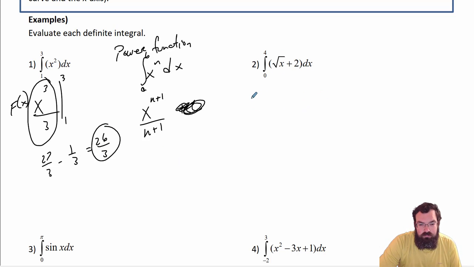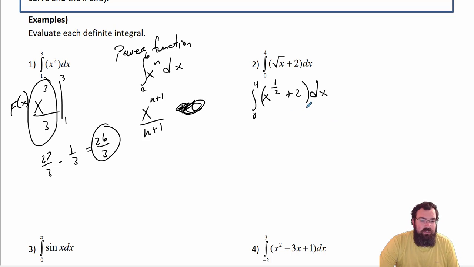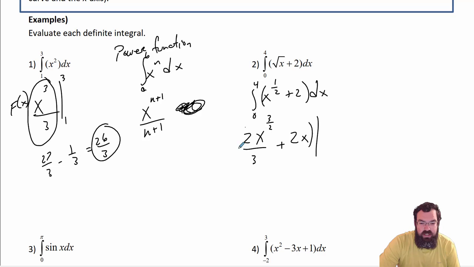This one, I'm going to say it's from 0 to 4. It's supposed to be a 4 and a 0. Of x to the 1/2 plus 2, and all of this is dx. I can do them individually and split the integral if I want to, but I don't really want to. So if I add 1 to 1/2, that's 3/2. But when I divide by 3/2, remember I'm multiplying by the reciprocal, so I'm actually going to get 2/3. Plus 2x. I'm evaluating all of this from 0 to 4.